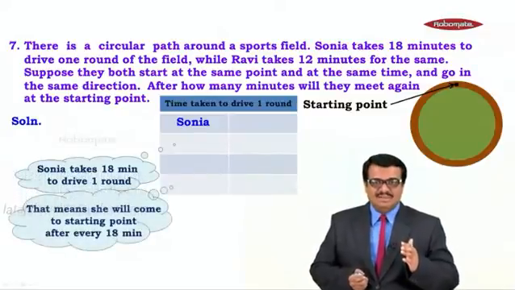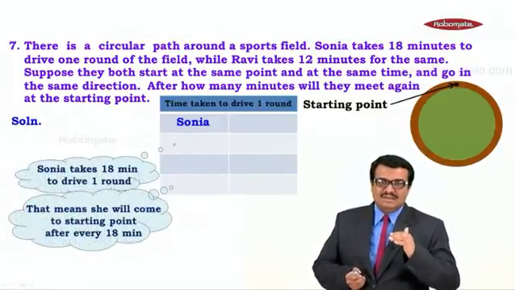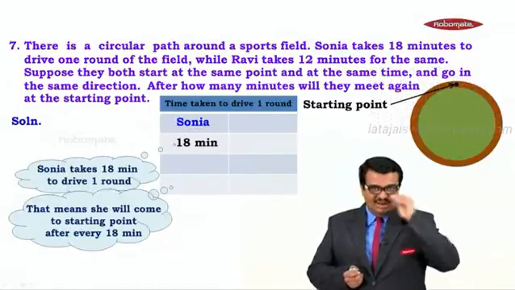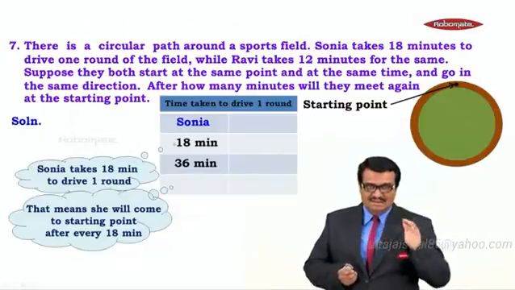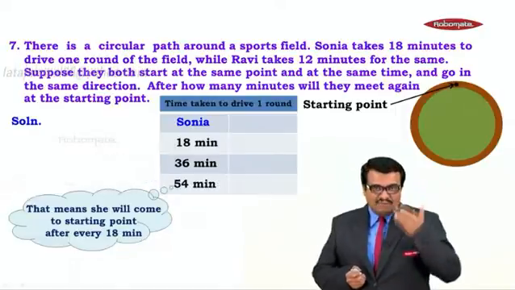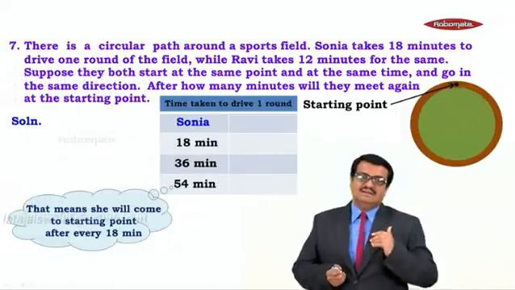Okay, 18 minutes. That means she will come to the starting point after every 18 minutes. So in 18 minutes she will complete the first round. Again, if you add 18, 18 plus 18 becomes 36 minutes, she will complete the second round. And if you add 18 to this, 36 plus 18, 54 minutes she will cover the third round.